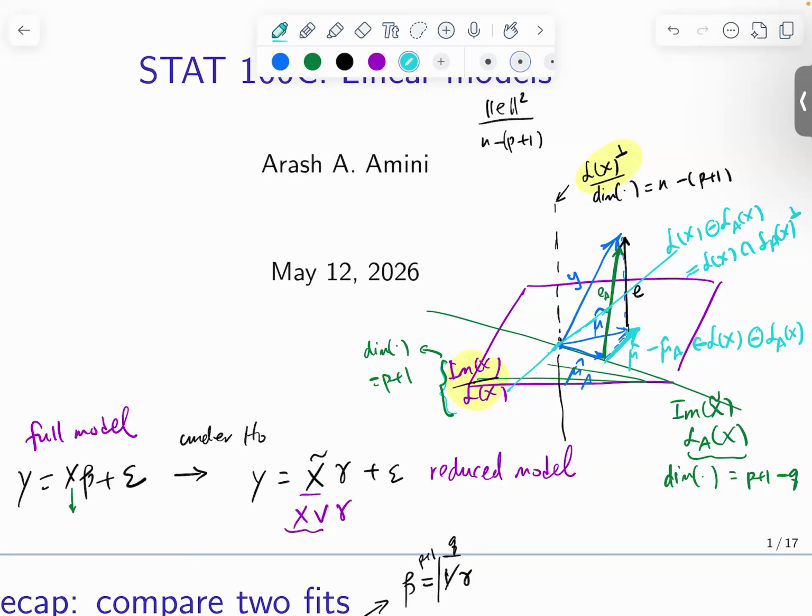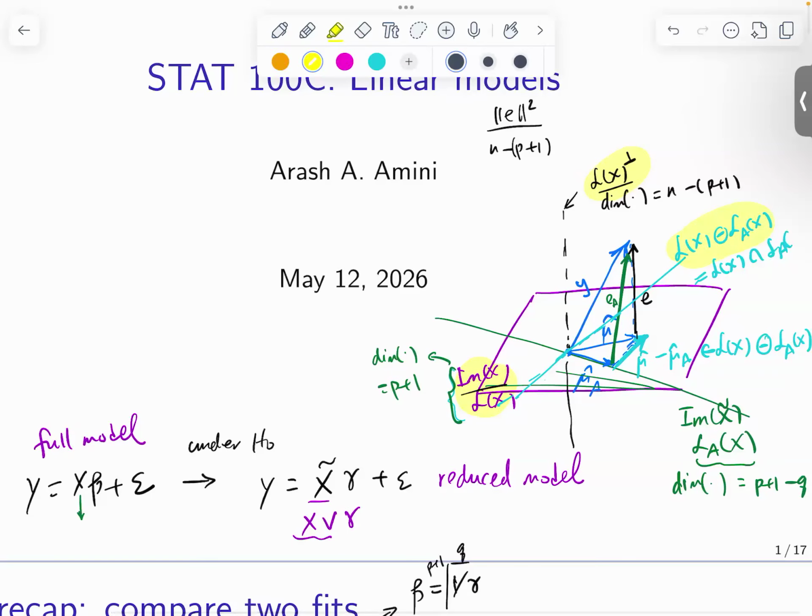So this line is orthogonal to this green line. Okay, and that's kind of the space in which this difference lives. And so this defines its degrees of freedom. So that space together with LAX, they add up, because of the way that we wrote it. So it's like LX minus LAX plus LAX, so we get LX. So the dimensions add up to the dimension of LX.